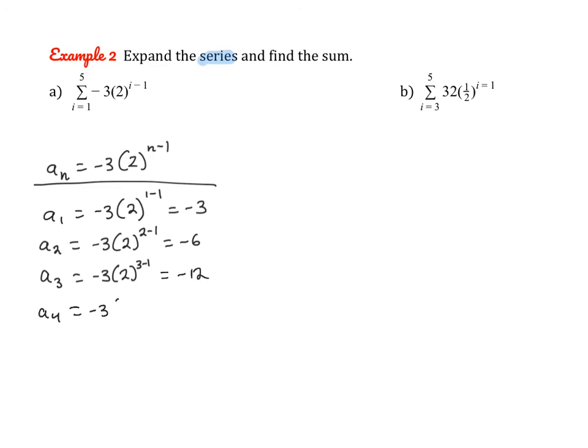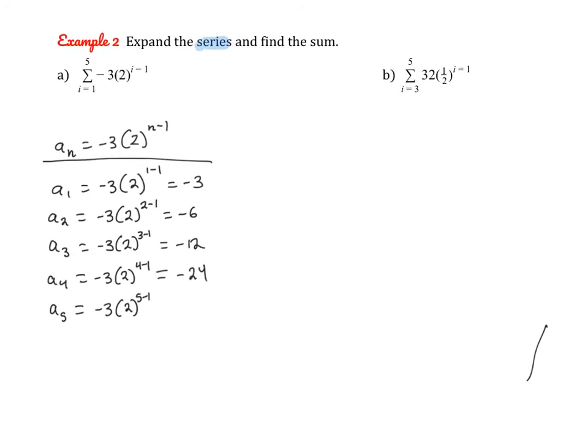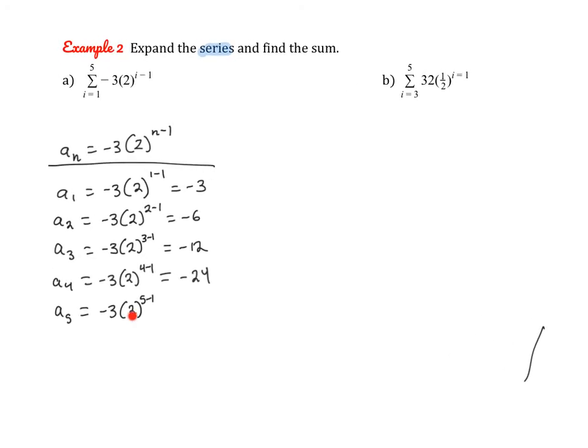Now let's find our fourth term. So 2 to the power of 3, 2 cubed is 8, times negative 3 is negative 24. And our fifth term, negative 3 times 2 to the power of 5 minus 1. So here, 2 to the power of 4 is 16, times negative 3 is negative 48.